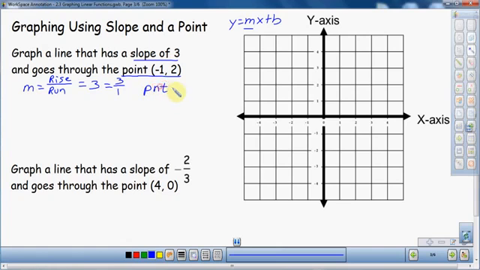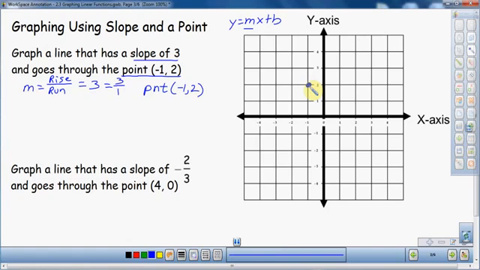The point is -1, 2. Where's my undo button? There it is. Okay, -1, 2. All right, so the first thing I actually want to do is find a point. My starting point for this is the point -1, 2. All right, so I'm going to start on my origin, go to -1, 2, x coordinate first, so -1, and then 2 for the y coordinate. So that's my starting point.